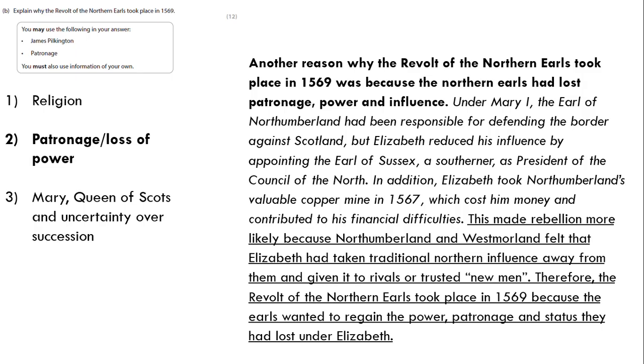Therefore, the revolt of the Northern Earls took place in 1569 because the Earls wanted to regain the power, patronage and status they had lost under Elizabeth. So you'll notice here that the explanation is two sentences. The first one is talking about how it makes a revolt possible, and then the second one links back to the question using the wording of the question. So first sentence explains, second sentence links back.